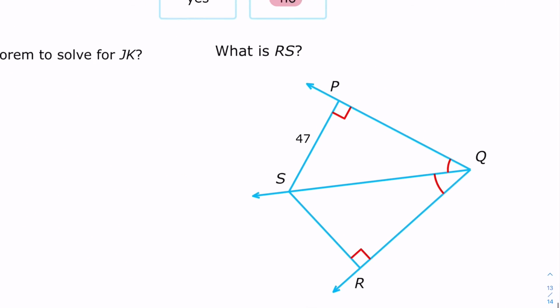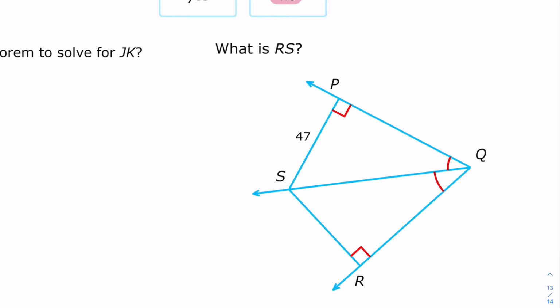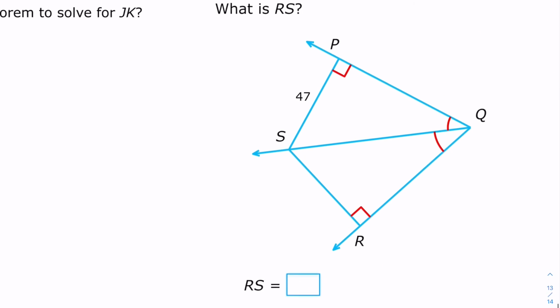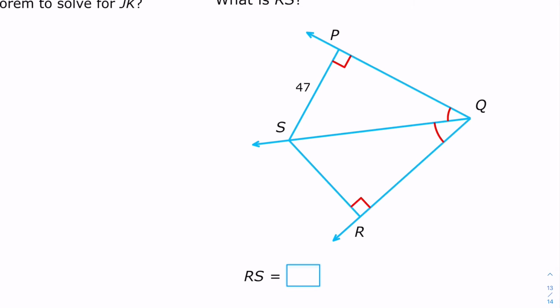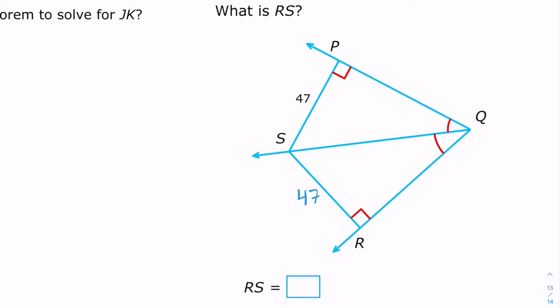Okay. The next one, what is RS? So here you have enough information. You have these angles. You have this side and this side. Then you have these angles. So boom, we have enough. So this one is going to be SR or RS is 47. These have to be congruent because these are congruent, and everything else, we have all of those tick marks to represent congruence here. So RS is 47, it has a length of 47.